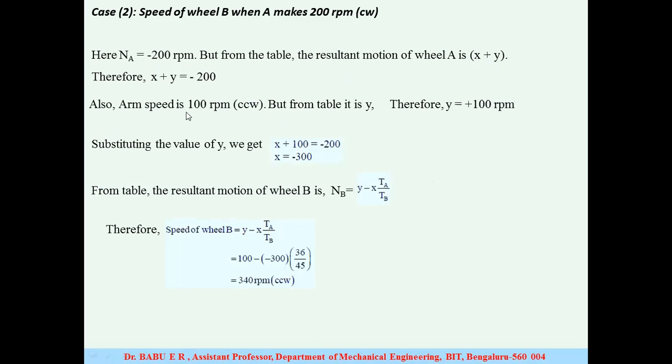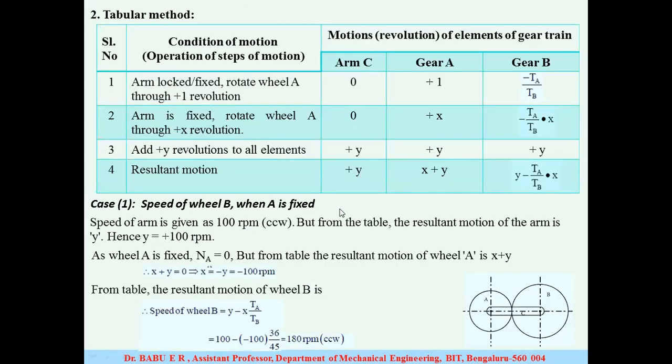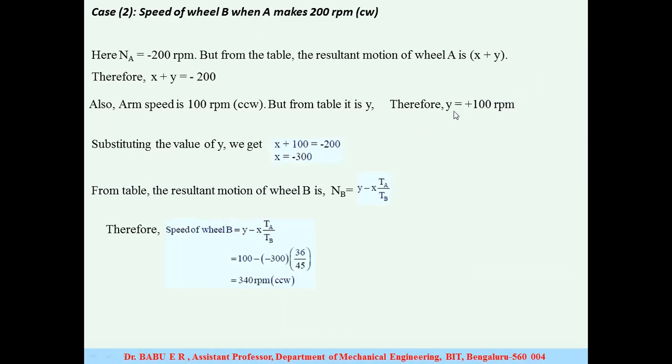Also, the arm speed is given as 100 rpm in the counterclockwise direction. But from the table, it is y. So therefore, y is equal to 100 rpm. Now you substitute the value of y into this equation. So we get x plus 100 equal to minus 200. Therefore, x is equal to minus 300. So you got the values of x as well as y.